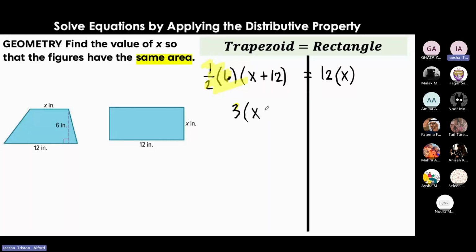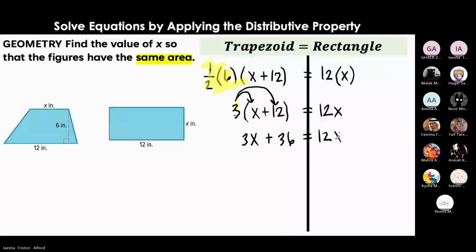3 multiplied by x plus 12 equal positive 12x. Distribute 3 multiplied by x, positive 3x. 3 multiplied by 12, positive 36. Positive 36 equal 12x. Here we have two variables, so negative 3x both sides. Correct.